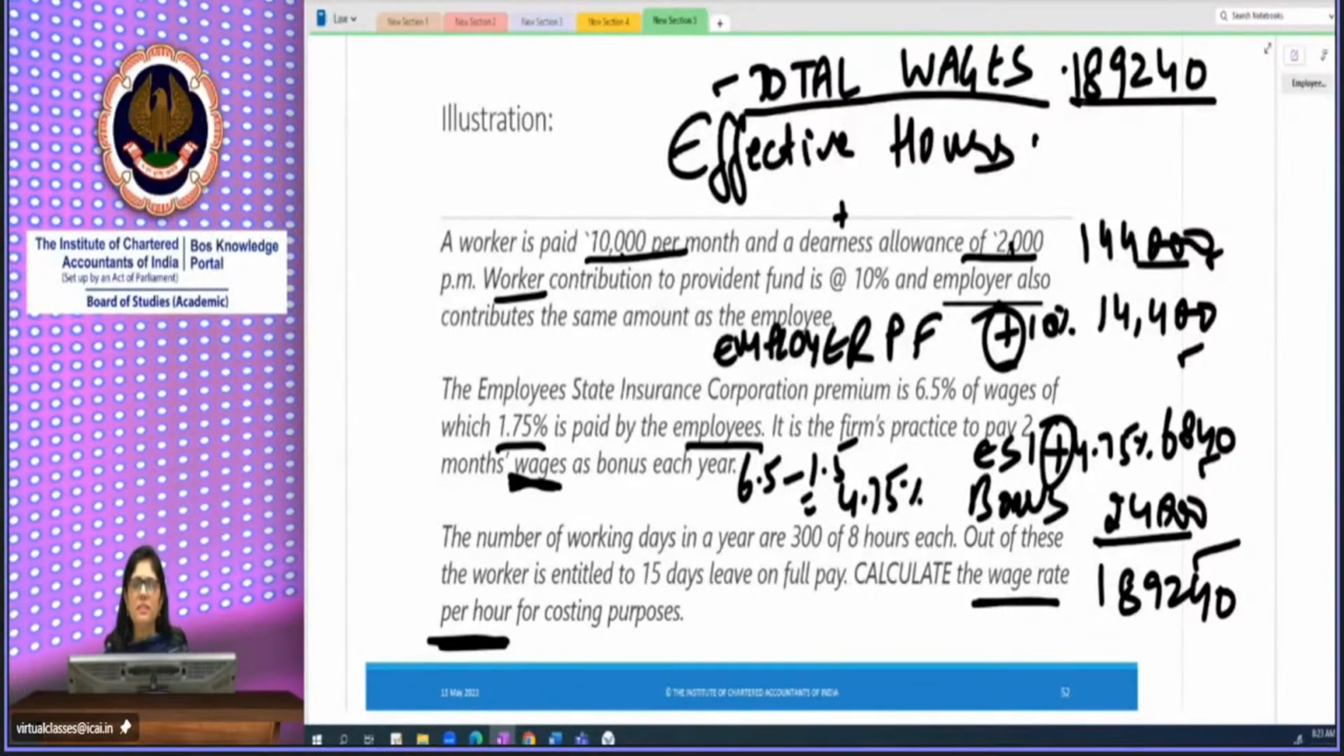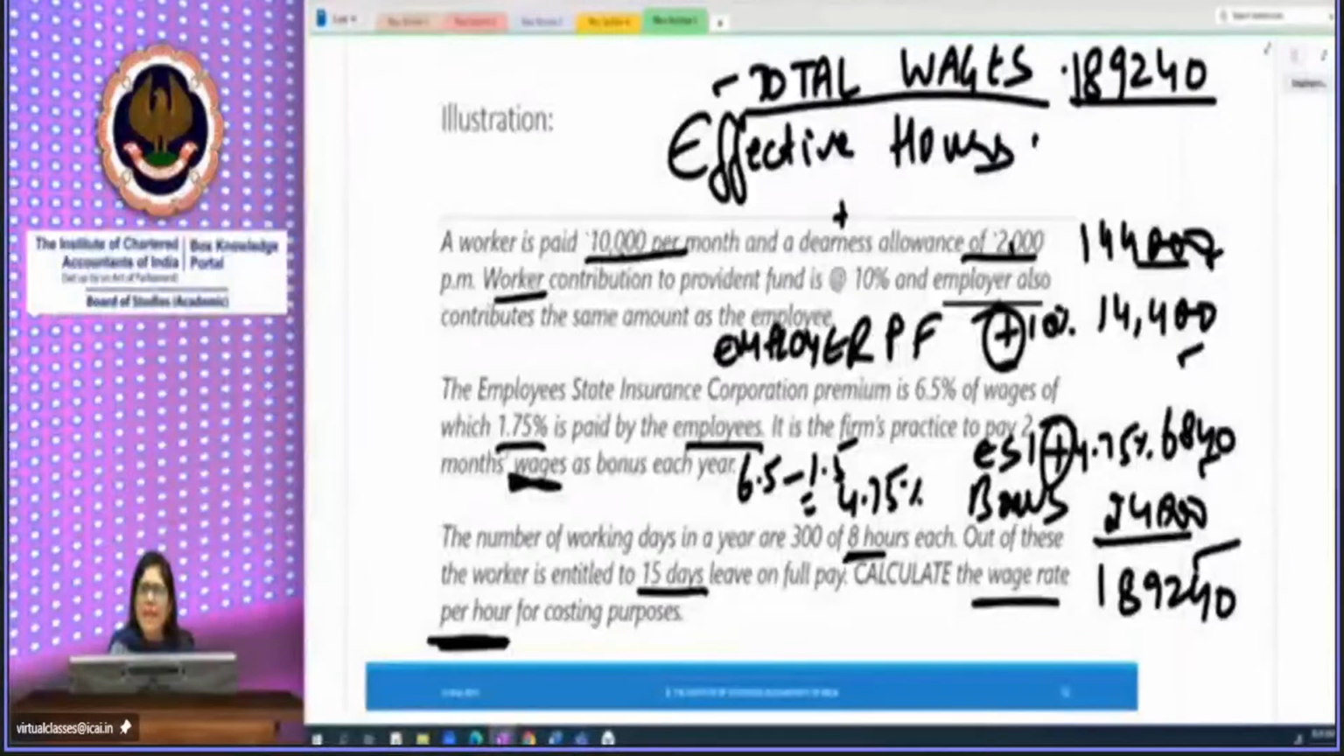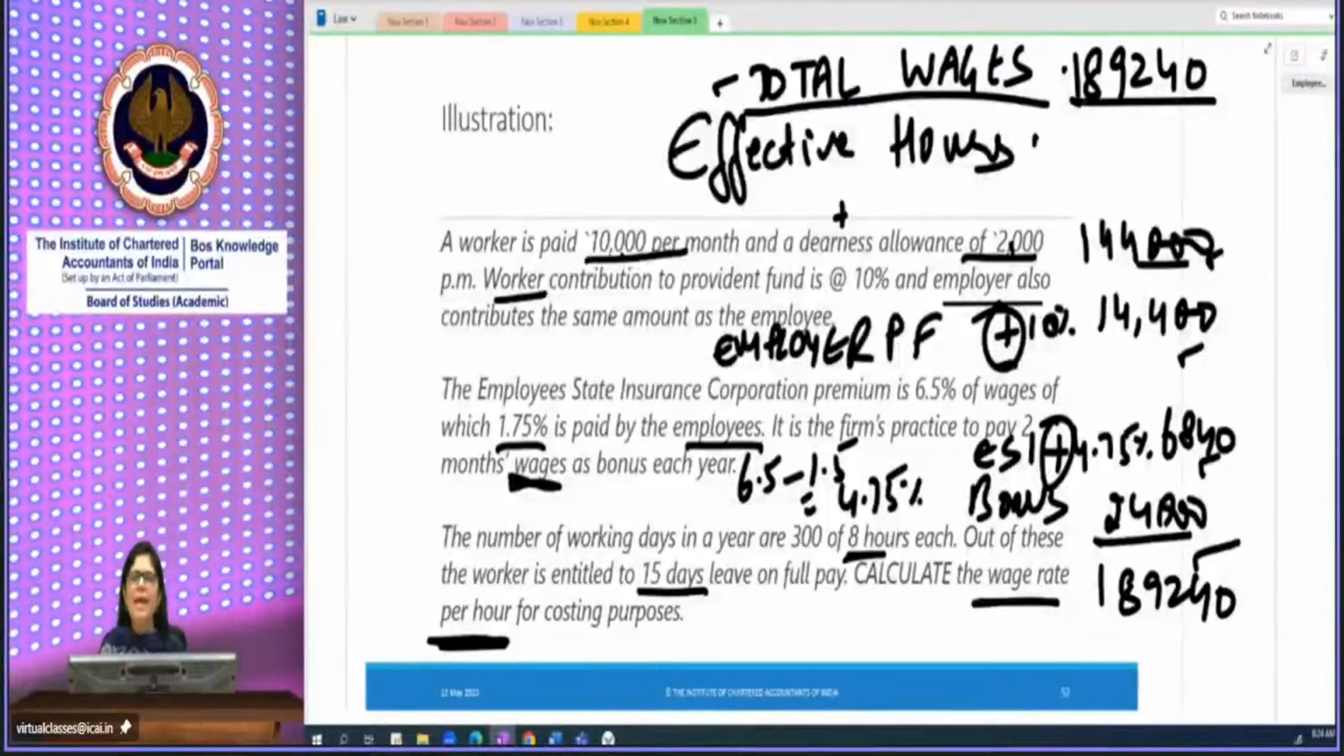Now effective hours. Let us see the last paragraph: 300 days in a year, 8 hours each. Out of these, the worker is entitled to 15 days leave. That is the normal paid leave time. Clear? So effective hours means actual hours worked. So 300 minus 15.